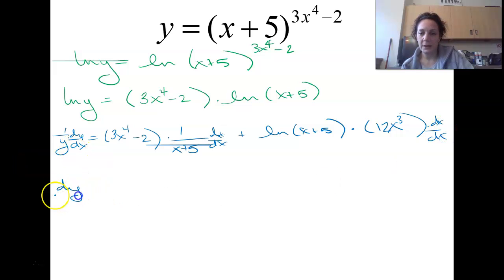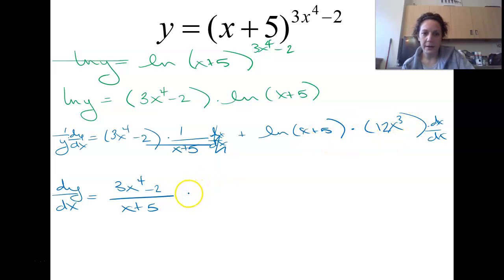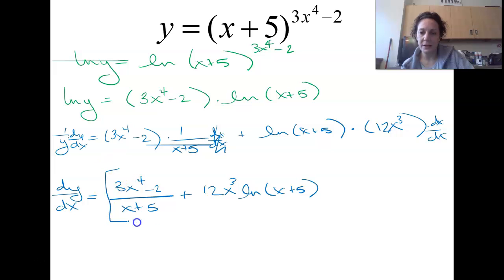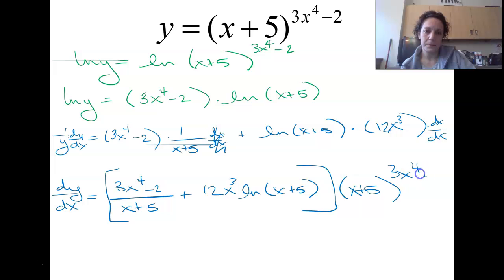So if I'm cleaning this up, I have 3x to the 4th minus 2 over x plus 5. This is just a 1. And over here I have 12x cubed natural log of x plus 5. And I need to multiply my y to the other side. So all of that times the y that we have to bring over, and y is this. Ta-da!